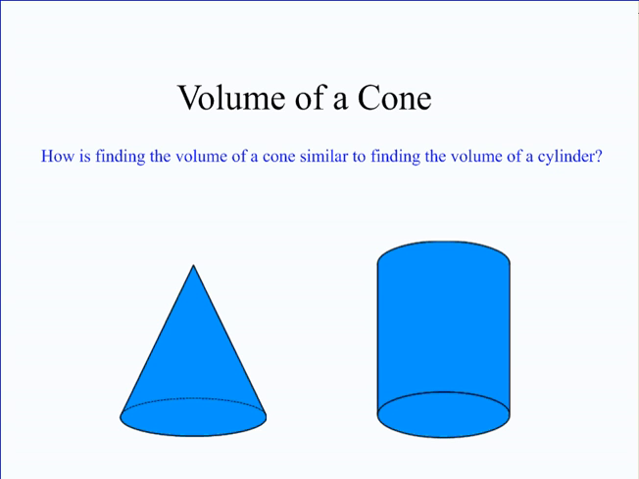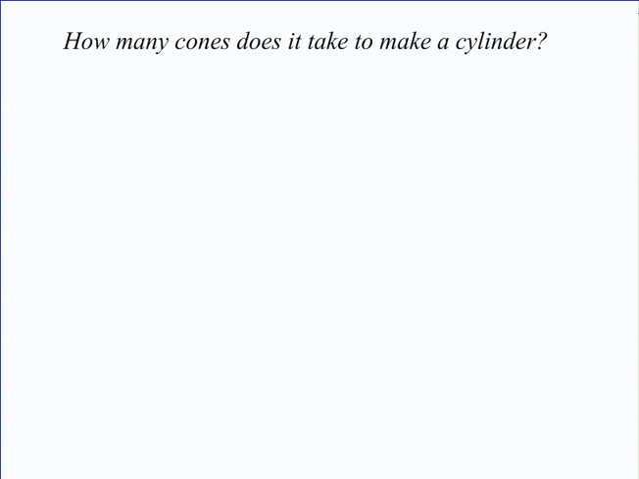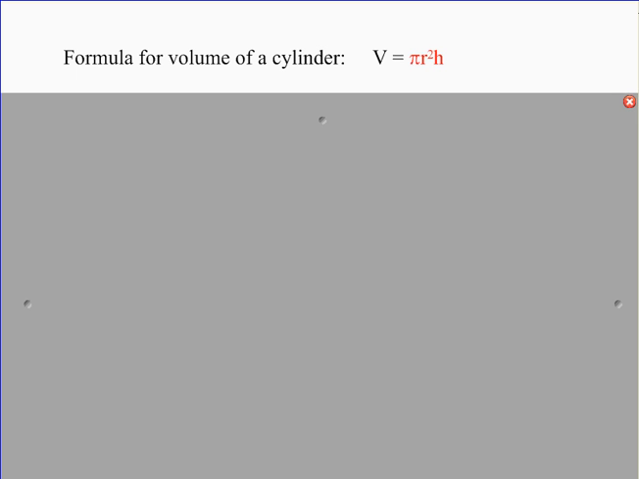On YouTube, there's a great video link, which is done by a student showing how the relationship between a cone and a cylinder plays out using water. Once you watch this video, you'll be able to find out how many cones it takes to make a cylinder. Well, the answer is 3. Since it takes 3 cones to make one cylinder, we're going to use this idea to help us find that formula for the volume.